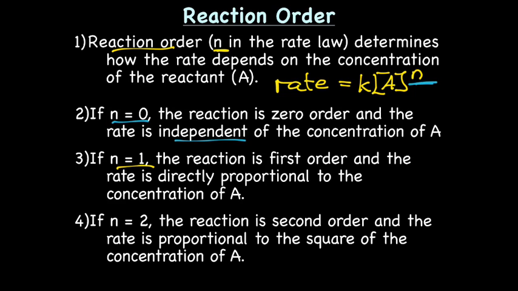And last, if N is 2, the reaction is what we call second order, and the rate is proportional to the square of the concentration of A, or the concentration of the reactant.